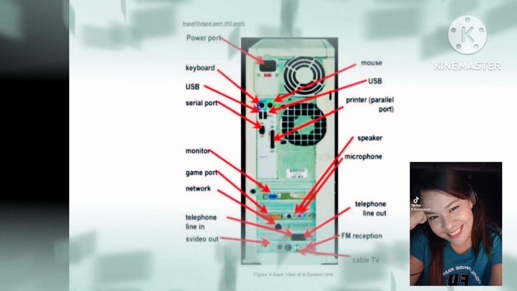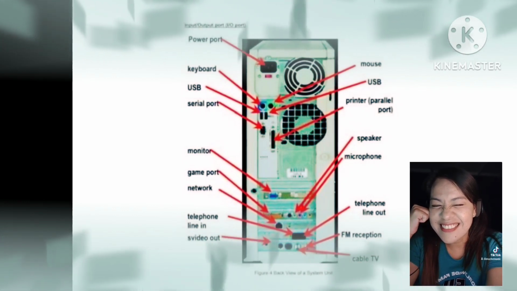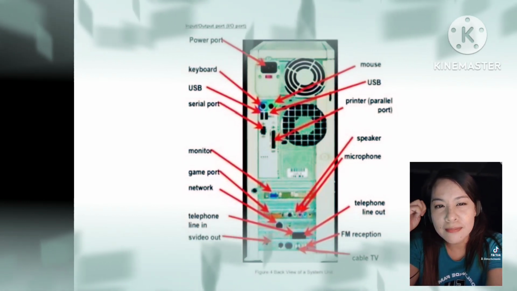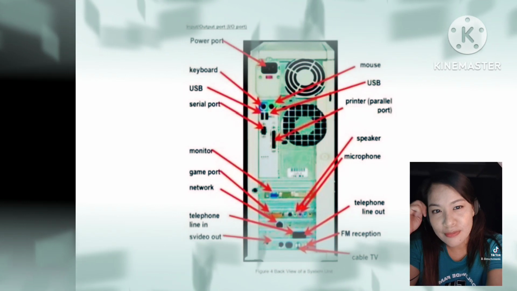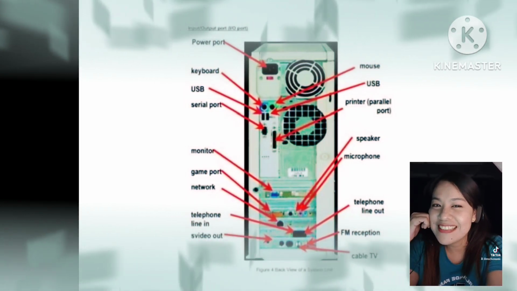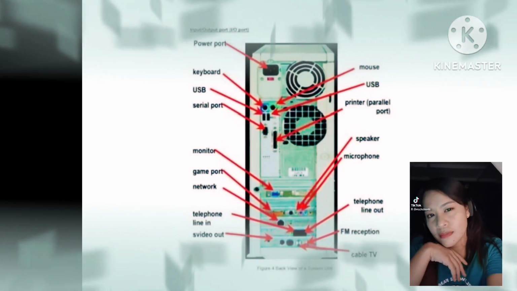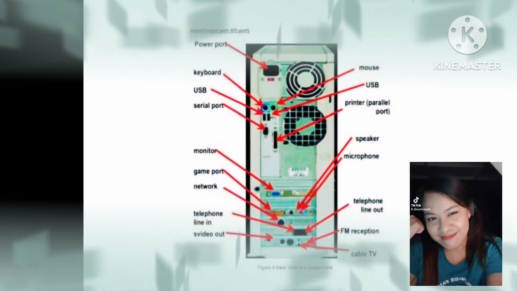Second to the last is the FM reception, or the frequency modulation. It is a technique or a process of encoding information on a particular signal, analog or digital, by varying the carrier wave frequency in accordance with the frequency of the modulating signal.